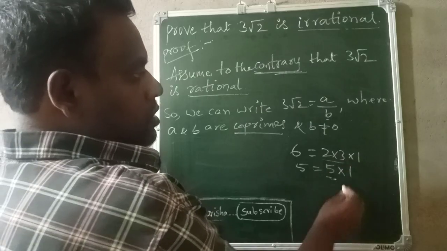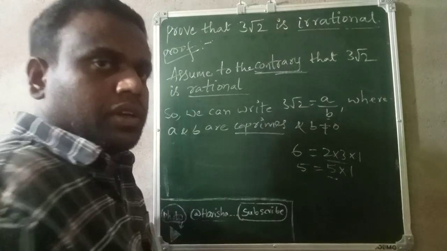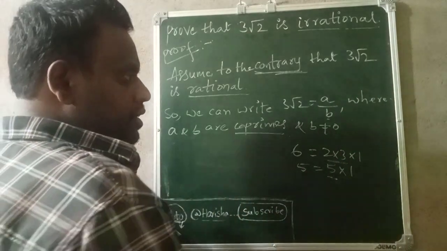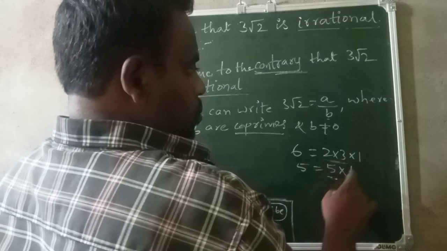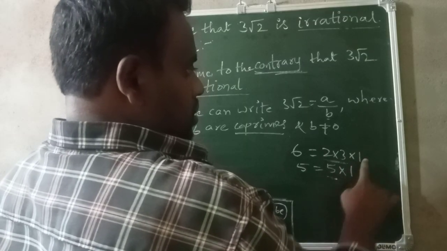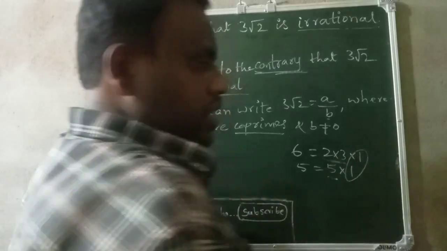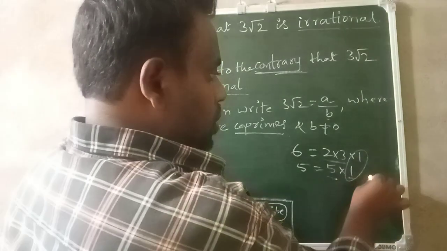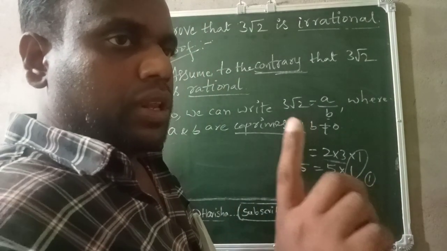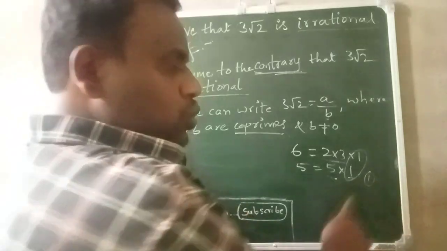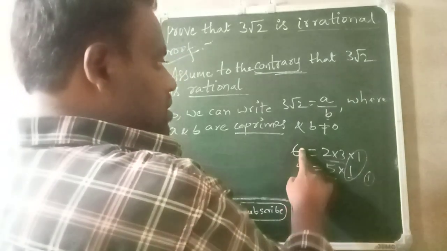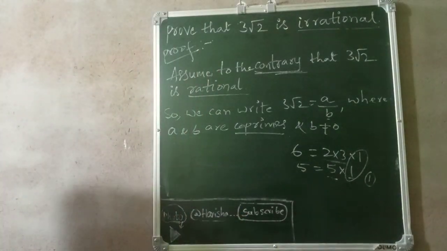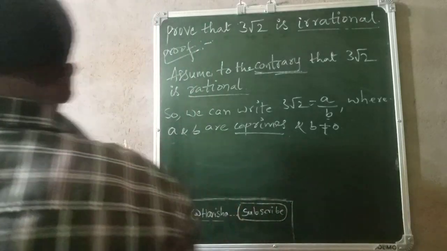While writing the product, prime numbers should be there, and 1 should be there. Like that you write. Then you see the common factor here and here. You can see 2 is here, here no 2. 3 is here, here no 3. 5 is here, here no 5. See, there is only one number which is common in both. That one number is 1 only. Remember, when the common factor is 1, with no other common factor, then 6 and 5 are called co-primes. Got it? So that's the meaning of co-primes.